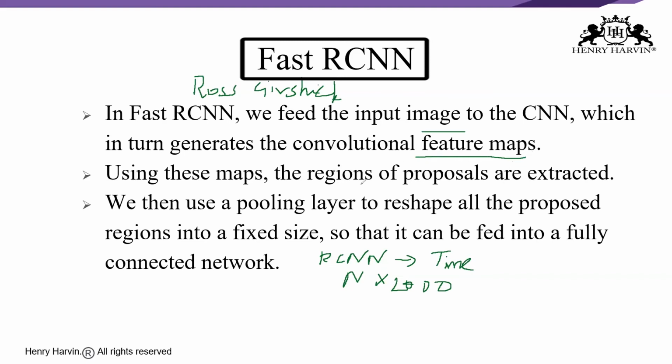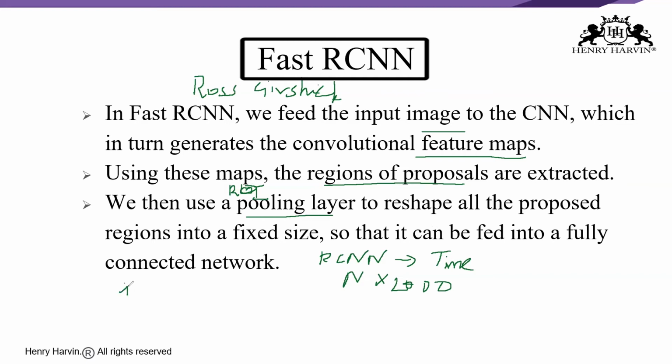Now, using these maps, region proposals are extracted. Then we use the ROI pooling layer to reshape. Which pooling layer are we using? ROI, region of interest. The pooling layer is used to reshape all the proposed regions into a fixed shape. Then it is fed into a fully connected network.